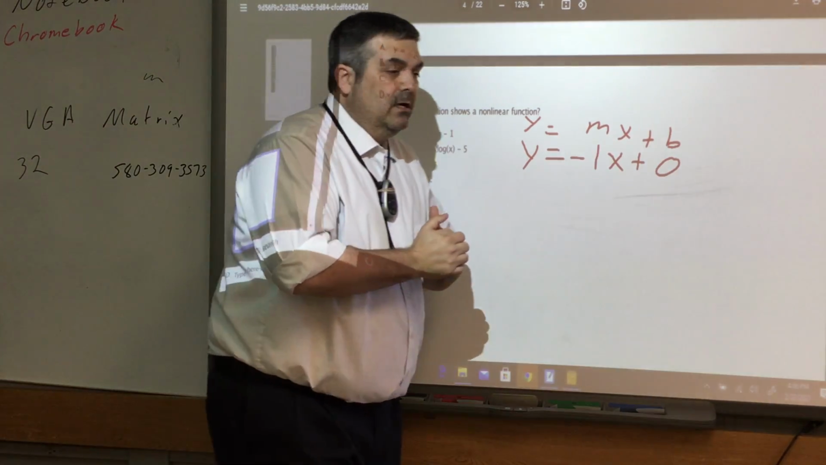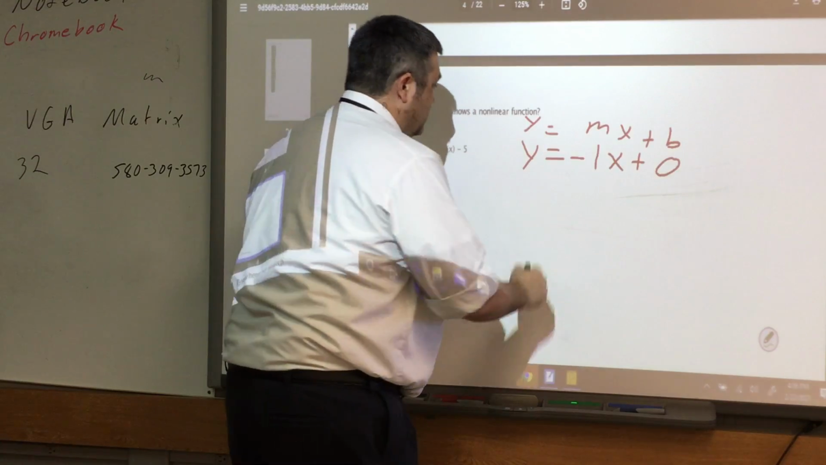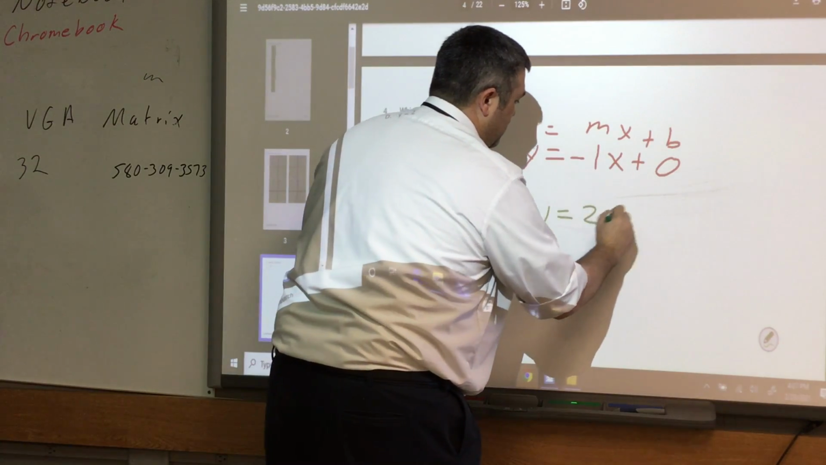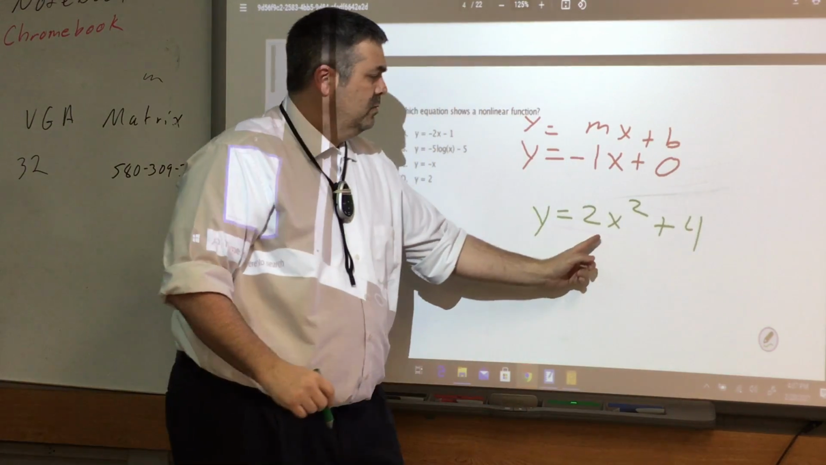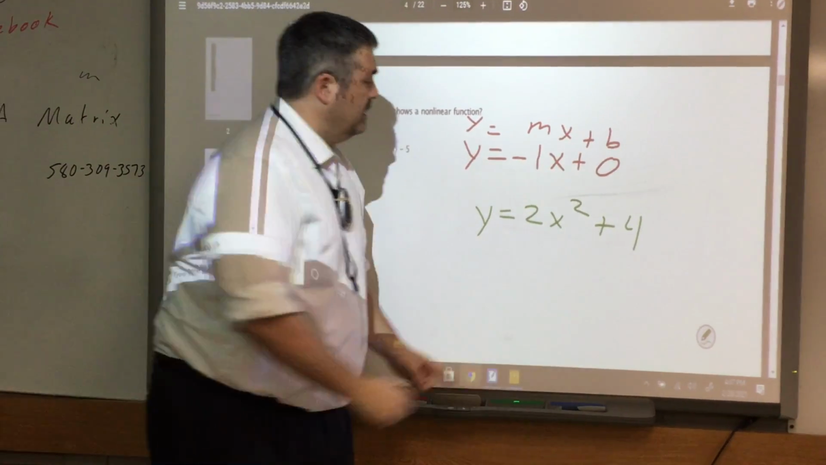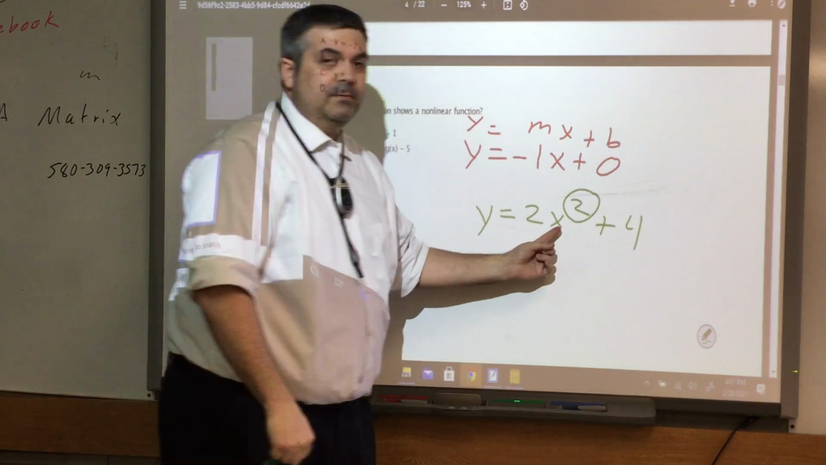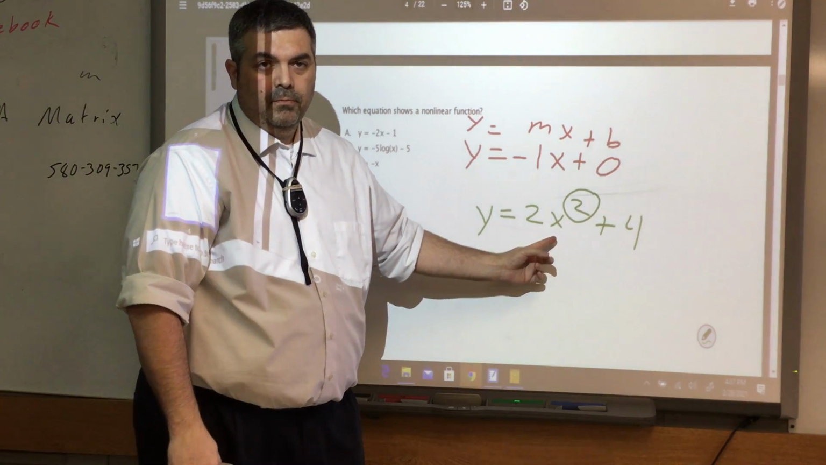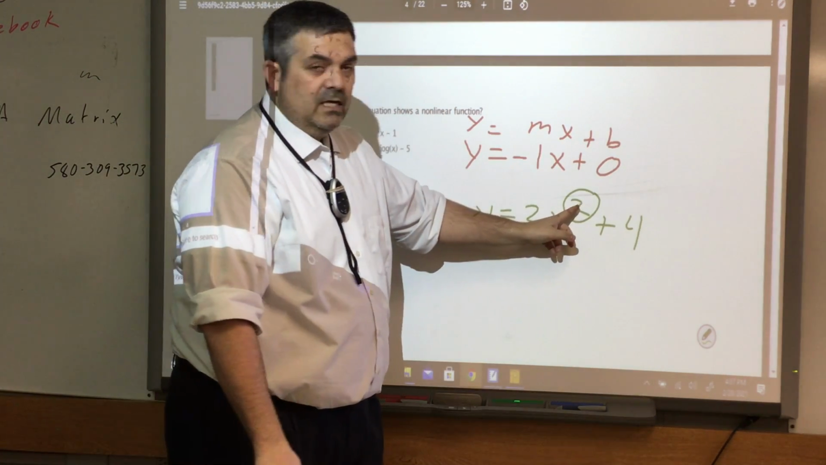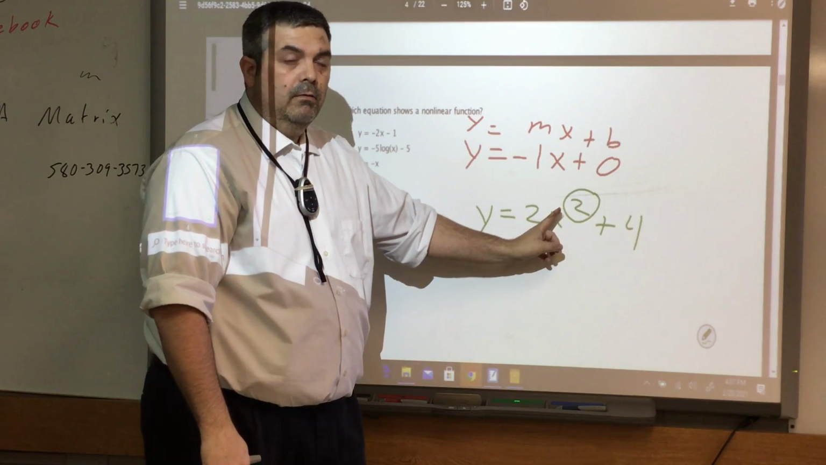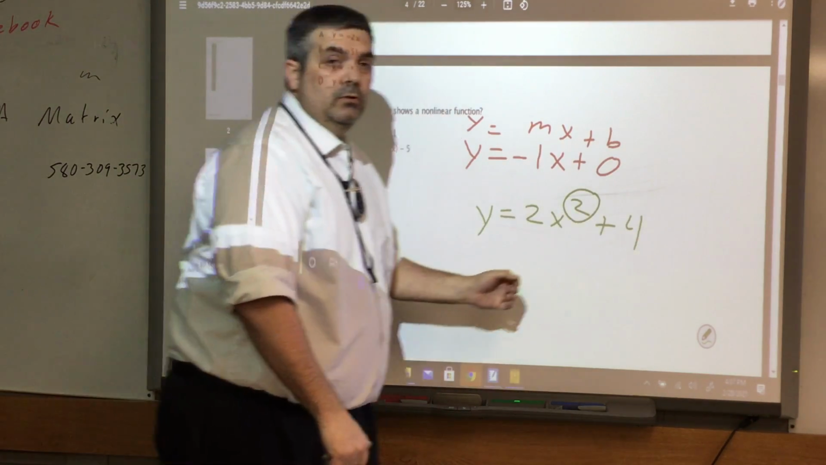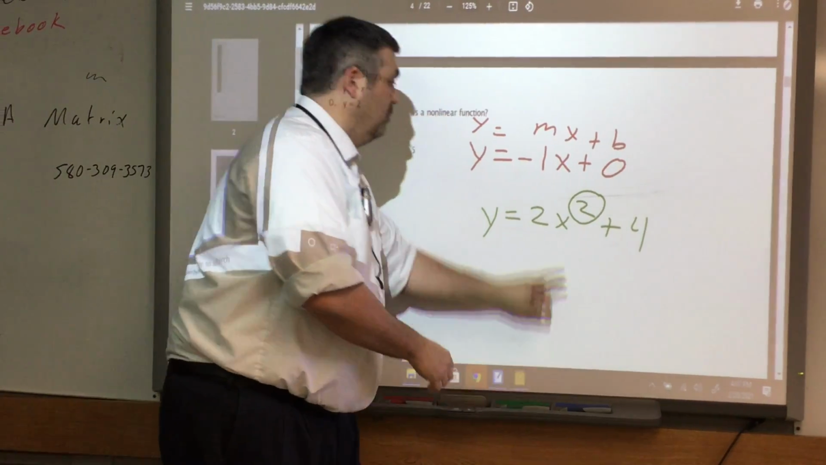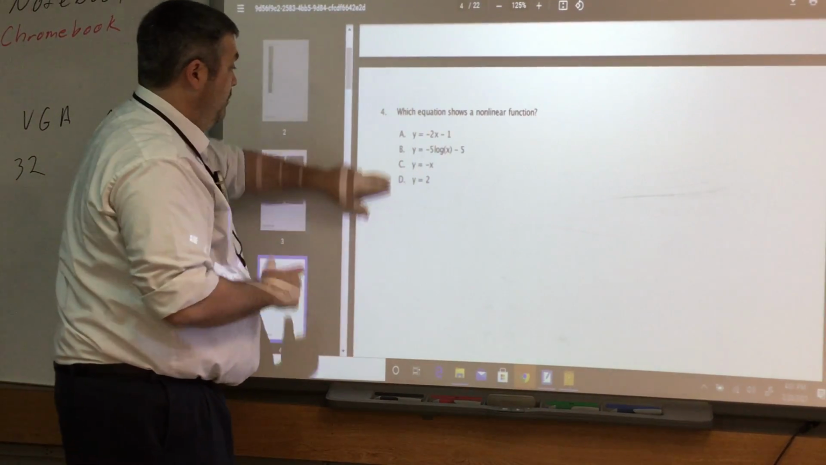The other way to tell, a lot of times what they like to do is this: y equals 2x to the second power. This right here stops it from being a linear function. If it has an exponent other than 1 right there, it's not going to be linear. So that's what you're looking at. Watch that right there.